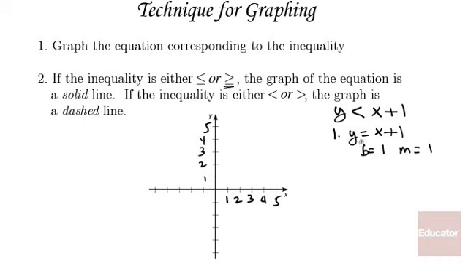Before I graph it, I need to know what the line is going to look like. It is actually going to be a dashed line. So since I have a strict inequality, I'm going to use dashes to represent the line. My y-intercept is right here at y equals 1, x equals 0. And then I know the slope. I know that when y increases by 1, x increases by 1, because I have a slope of 1.